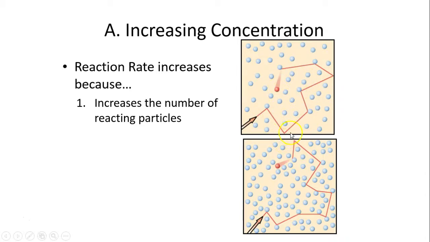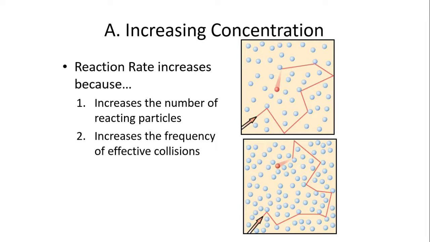And so since there's fewer particles in this picture than there are in this picture, you see less collisions. Here you see more collisions because there's more particles. Kind of like being in a crowded room. If there's less people in the room, you're less likely to bump into someone. This increases how fast the reaction occurs because it increases the frequency of effective collisions.